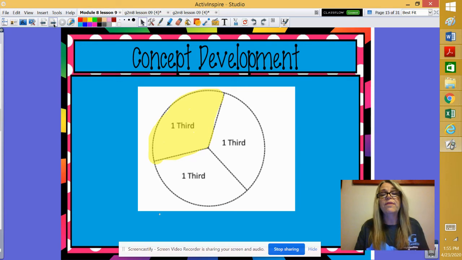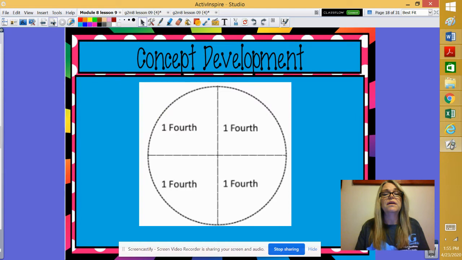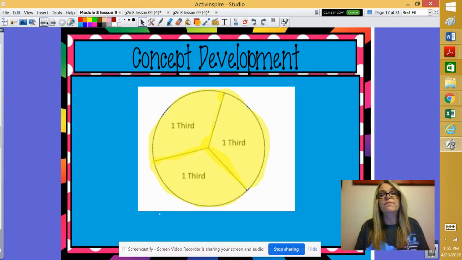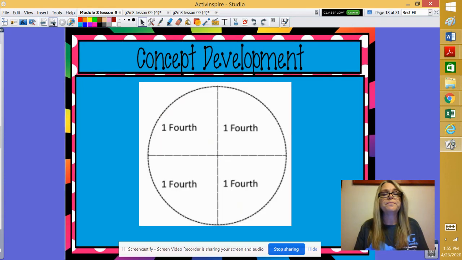Again, even though this is a circle, we could still shade in 1/3. We could shade in 2/3. Or, I moved too fast, we could shade in 3/3. Good job. Now, as long as we are making equal parts, as long as we are partitioning into equal parts, we could divide that circle into fourths.